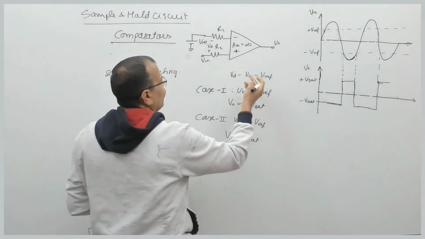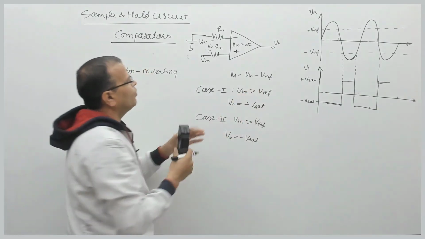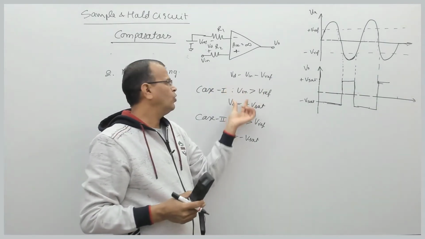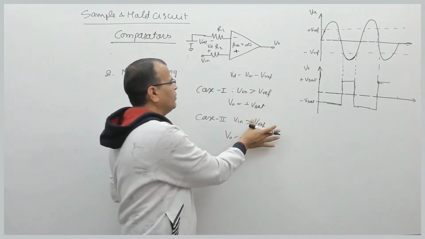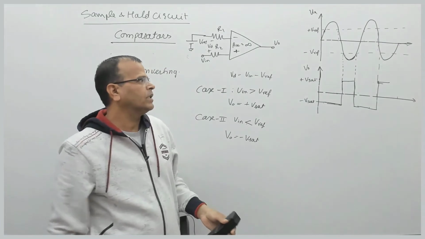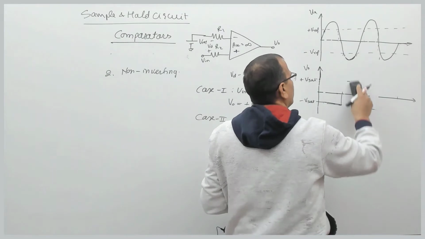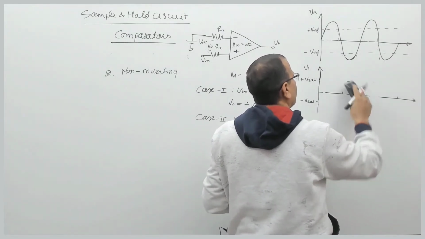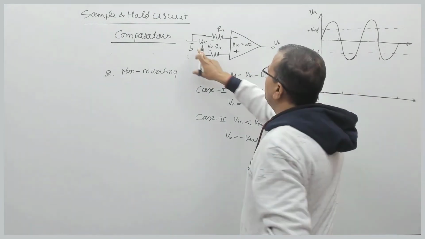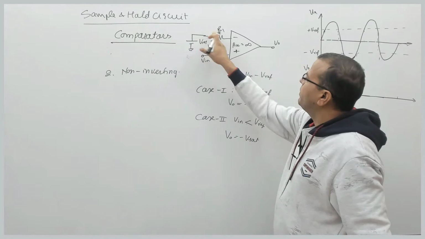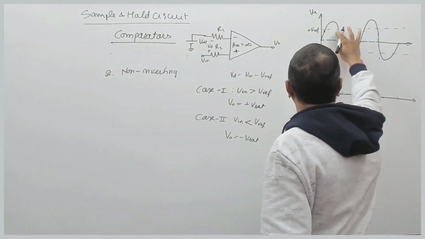Now case 1, when V in is less than V ref, I will say it the other way around: when input voltage is more than V ref, the differential input will be positive, so output will be positive. When input voltage is less, this will be negative, so output will be negative. That's it, fine. So let us see the case. First of all, you should know whether your reference is positive or negative. You can see the circuit, you can see the given values. The positive terminal is connected here, so this is a positive reference, right? So we are taking a positive reference.